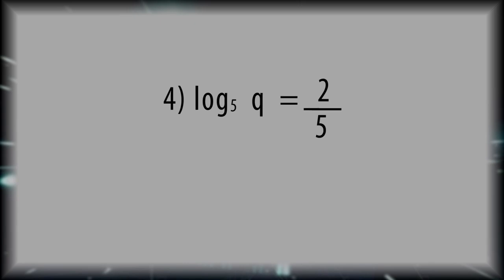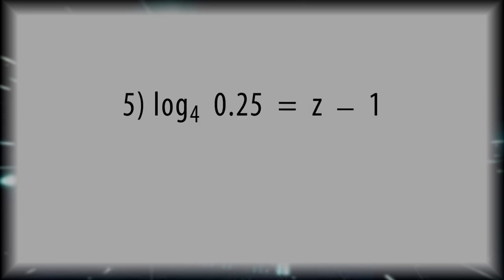Again, we have log base 5 of q is equal to 2 over 5. So once again, our number is q. That should be equal to our base, which is 5, raised to the power 2 over 5. It doesn't matter whether you have numbers or fractions or whole numbers. The same principle holds. So the next question says log base 4 of 0.25 is equal to z minus 1.